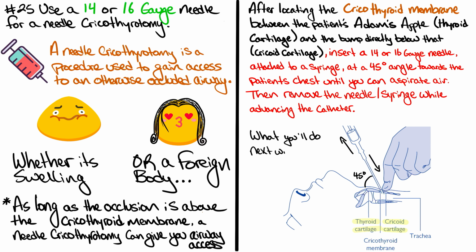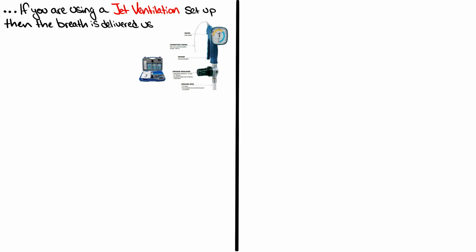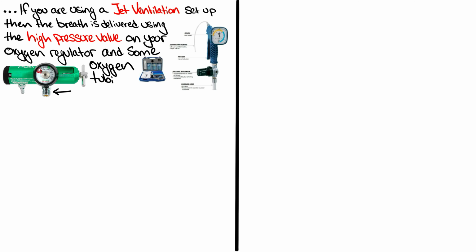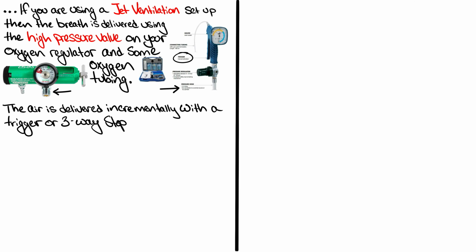What you do next will depend on where you work. If you're using a jet ventilation setup, then the breath is delivered using the high pressure valve on your oxygen regulator and some oxygen tubing. The air is delivered incrementally with a trigger or a freeway stopcock to the desired tidal volume.